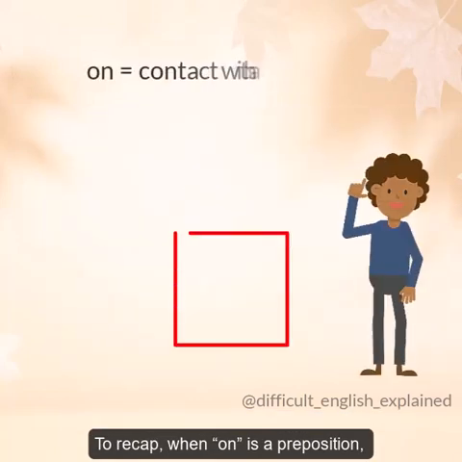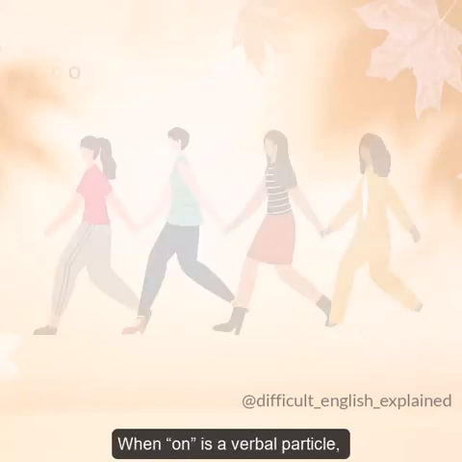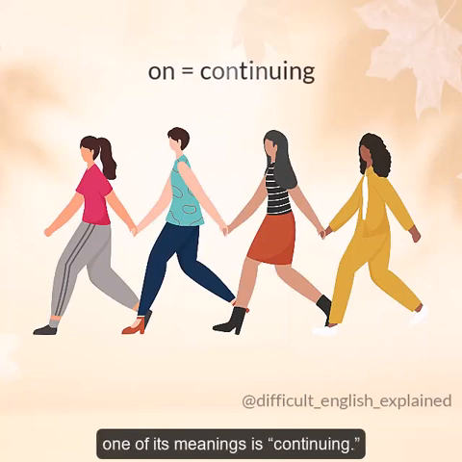To recap, when on is a preposition, it means contact with a surface. When on is a verbal particle, one of its meanings is continuing.